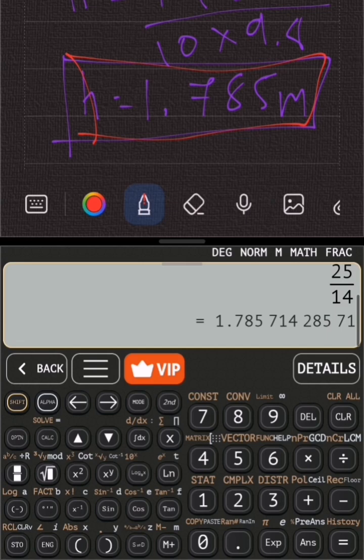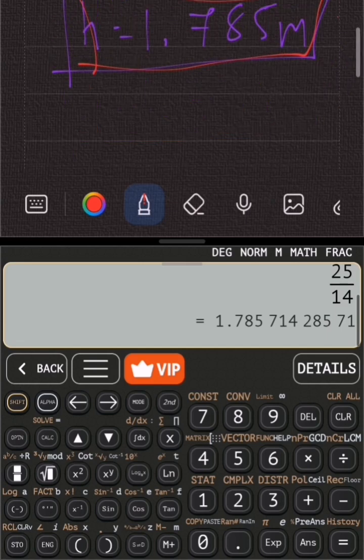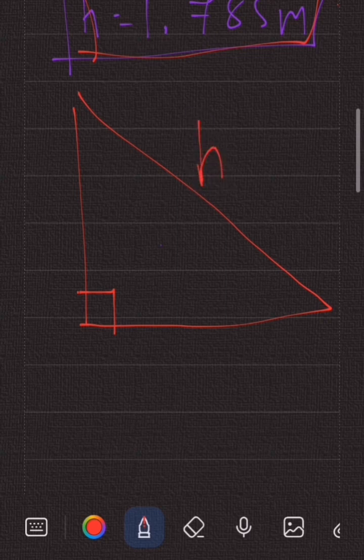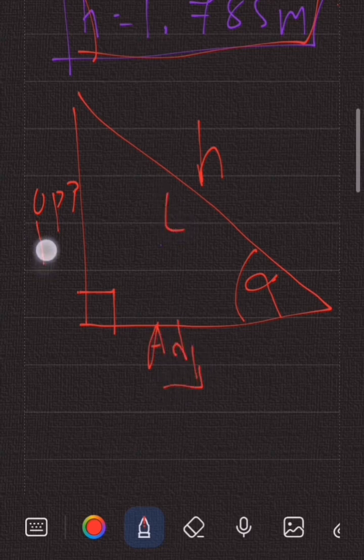All right, so the next thing that we need to find is the angle theta there. Since we have this right angle triangle, we can take this as the hypotenuse, and since our angle is here, we can take this as our opposite. We can take this as our adjacent. So what do we have? We have the length here, and then we also have the height here.